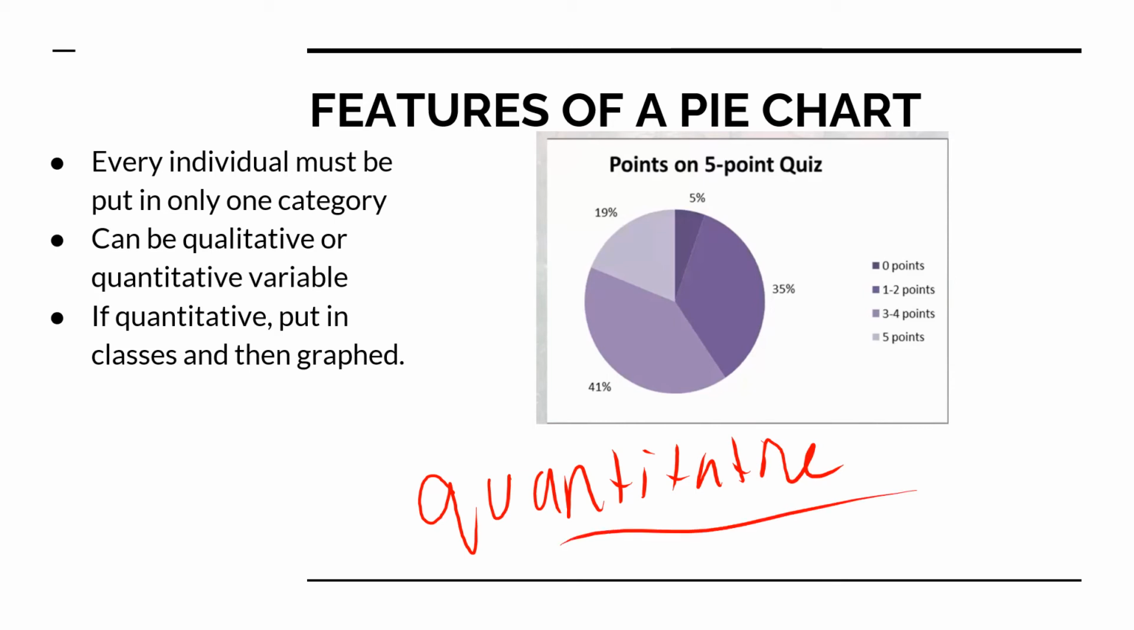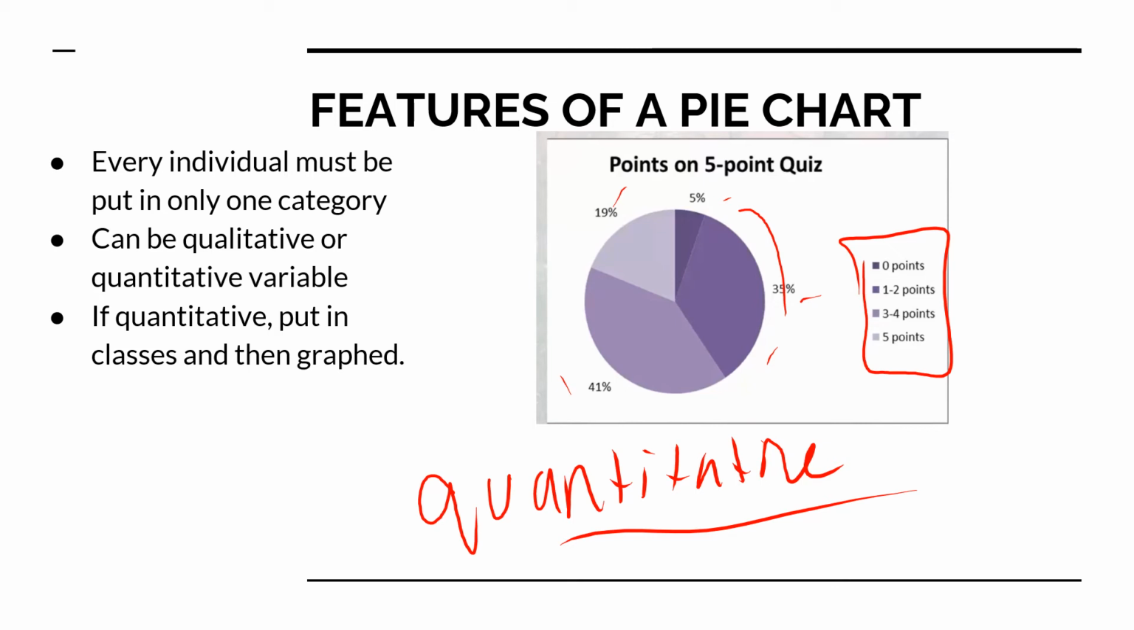This is just a really quick example. This is fake. This isn't you guys or any of my classes or anything like that. I just made a fake one. What if these were points on a 5-point quiz? You would have the percentages of students that got a certain amount of points on their quiz. And then here's your legend that tells you exactly which color corresponds to how many points that group of students got.